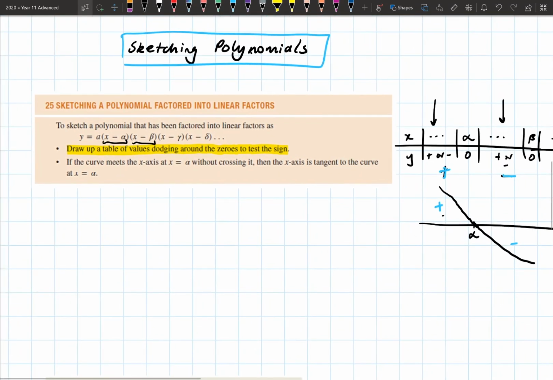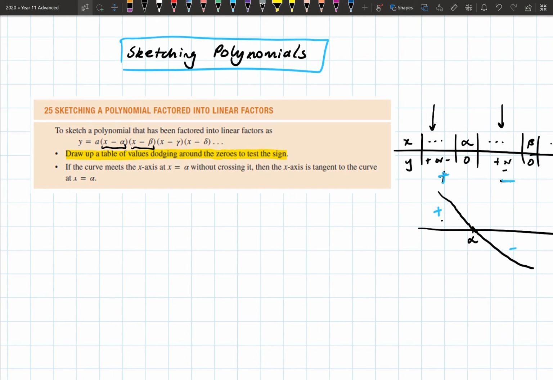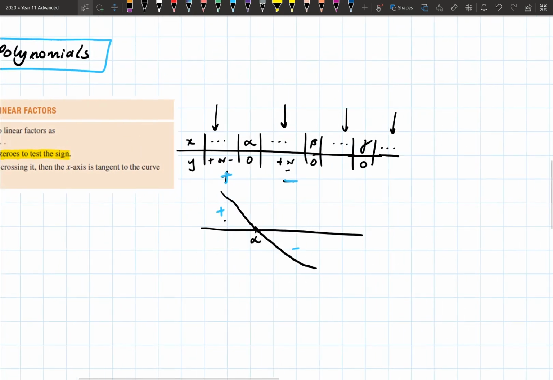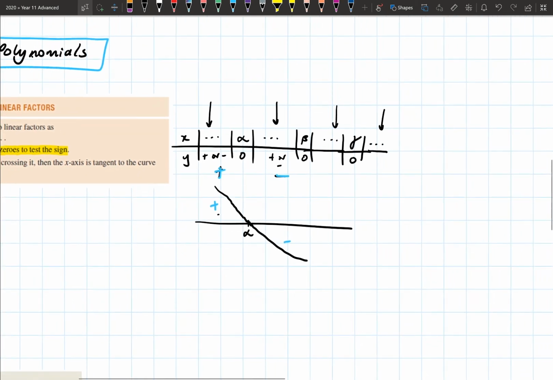Now, the second point here is, if a curve meets the x-axis at x is equal to alpha without crossing it, then the x-axis is tangent to the curve at that point. So what it means for this part here is that, for example, if the next one here is negative, and I have my beta over here, what it means is that before beta, the graph is below the x-axis, so it's negative. But afterwards, it's also negative, so it ends up looking something like this. It's a tangent. It doesn't actually cross the x-axis.